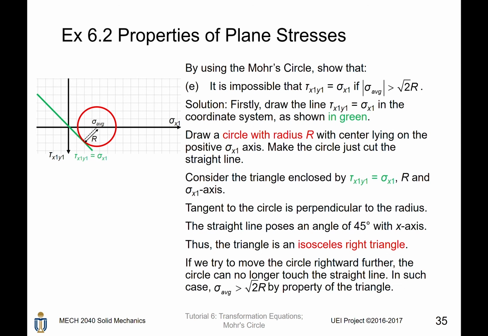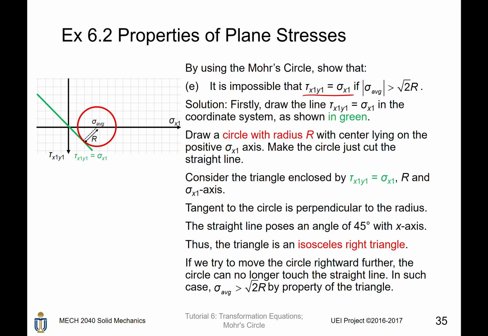It is impossible that the shear stress equals the direct stress if the average direct stress is greater than square root 2 of r. To do this, I've written a lot of explanations here, but you can try to understand this by using our graph. Firstly, let's draw tau x1 y1 equals sigma x1, this straight line, okay? In order to make tau x1 y1 equals sigma x1, we wish this line, the green line, can cut with the red circle, which is the Mohr circle we drew.